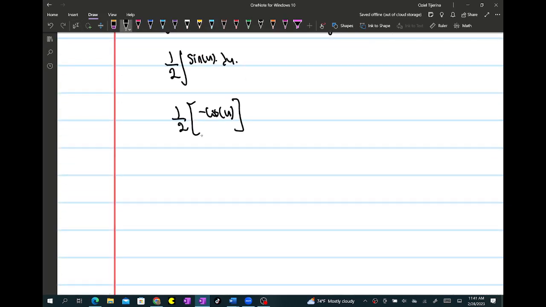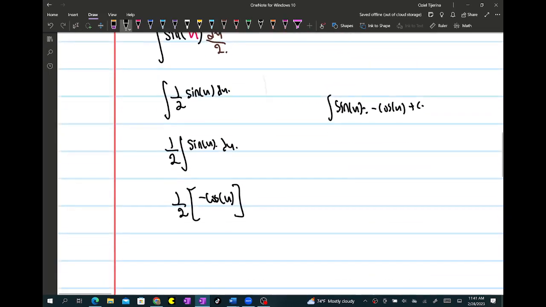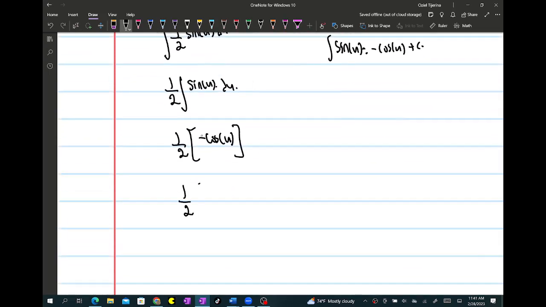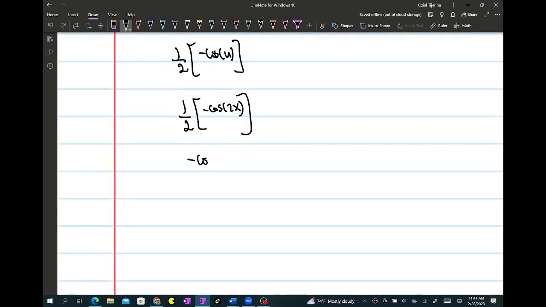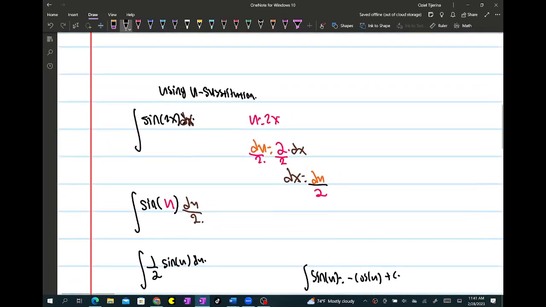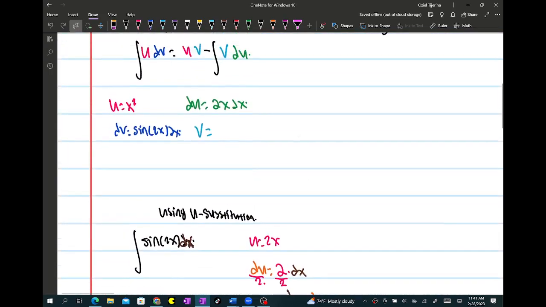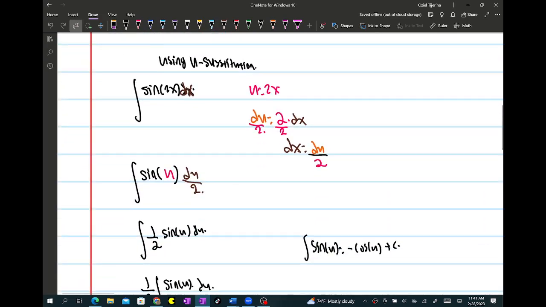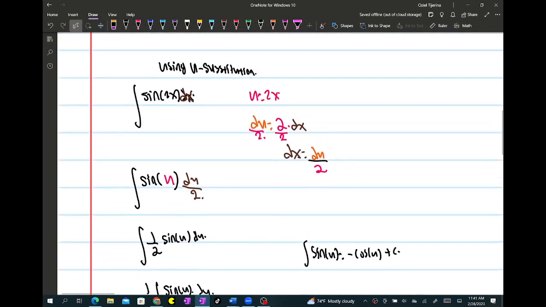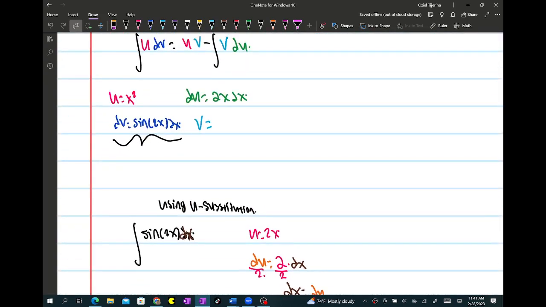And what you're going to do is plug u back in. So we're going to say 1 half times negative cosine of 2x. It's going to be negative cosine of 2x over 2. Right. So that is what the integral of sine of 2x is. So we know that v was the integral of the sine of 2x, and we just worked it out. It's going to be negative cosine of 2x over 2. So we can put that in green.